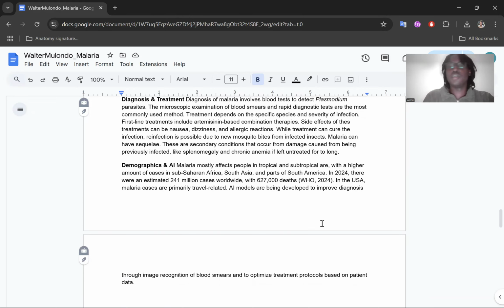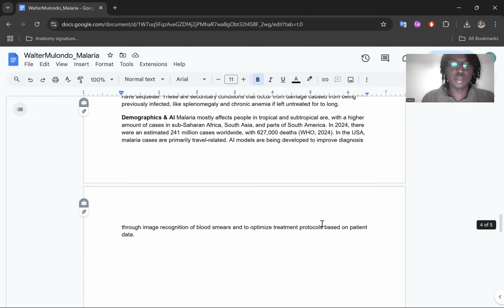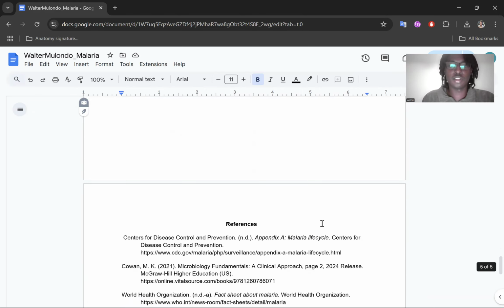AI models are being developed right now to improve the diagnosis of malaria through image recognition of blood smears, which are currently used now, and that would optimize what's already being done so they can move through the process faster.